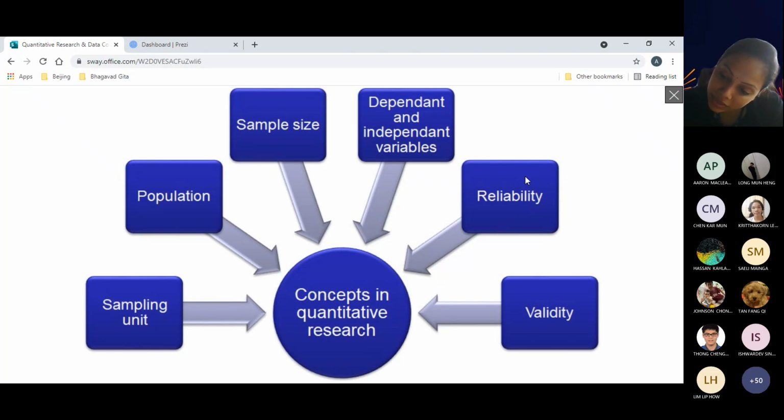Asfar, okay, Asfar found a table. That's a nice table, Asfar, very informative. Reliability is consistency. Okay, very good. So a lot of people got the same answer. Reliability is consistency. Validity is accuracy.